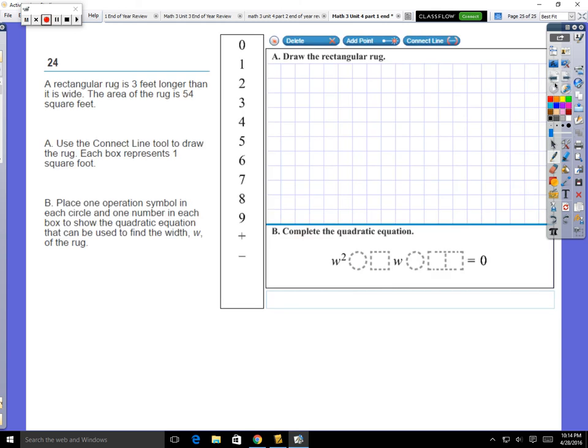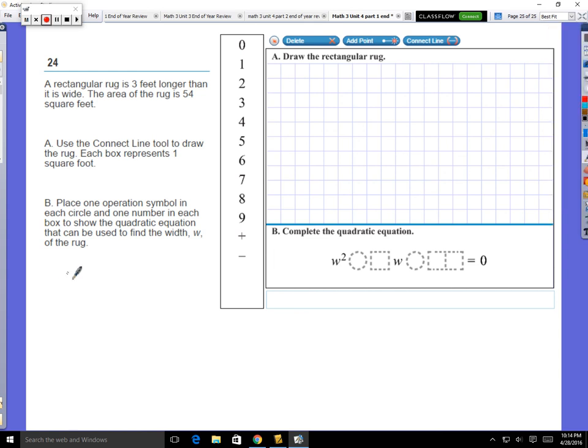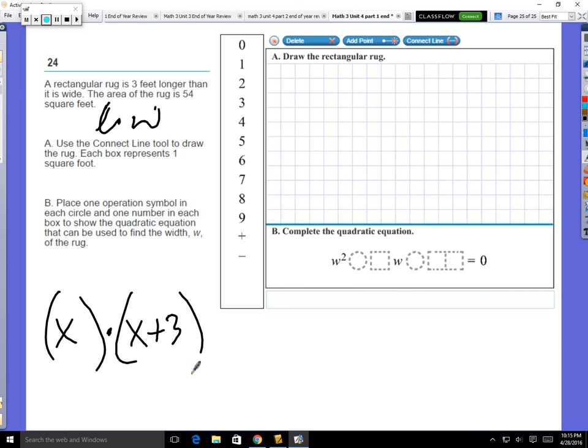A rectangular rug is 3 feet longer than it is wide. The area is 54. So, here we go. Area is length times width. And what does it say? It's 3 feet longer than it is wide. So if the width was x, the length would be x plus 3. And you've got to multiply the length by the width, and that equals 54. Equals the area.